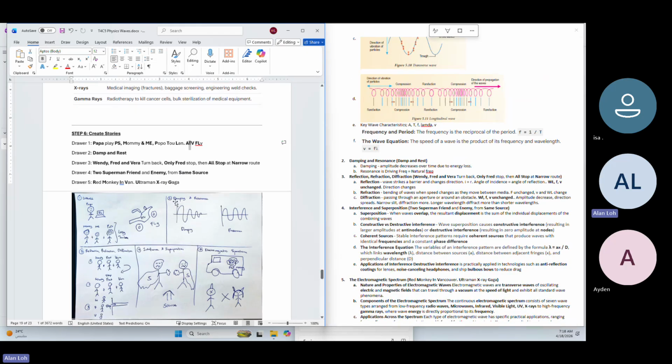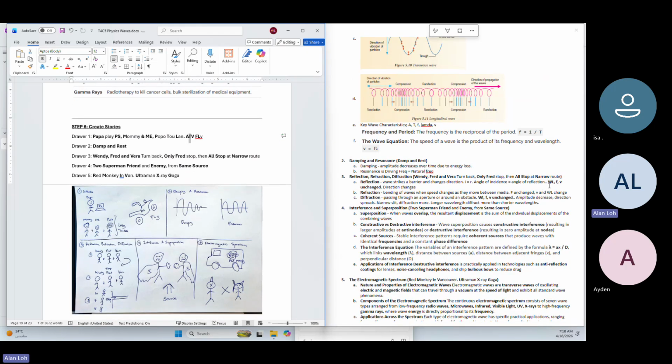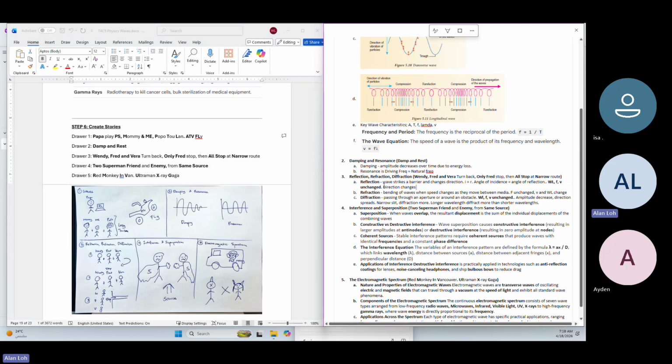Wendy, Fred, Vera represent the wavelength, frequency, and velocity. Wendy, wavelength. F, frequency, Fred. Velocity is Vera. Why turn back? Turn back represents reflection. Okay, so in reflection, Wendy, Fred, and Vera are unchanged. Only the direction changed. So that's why turn back.